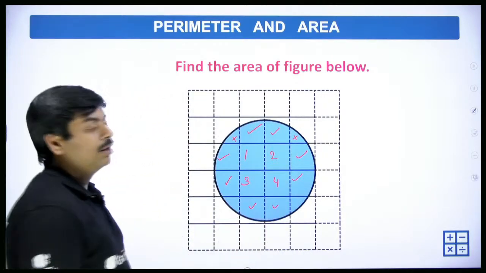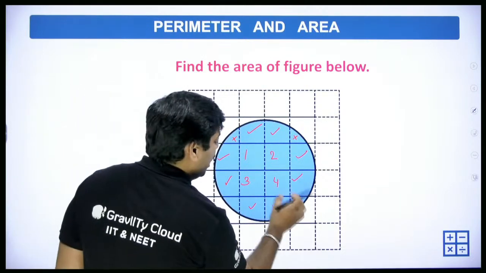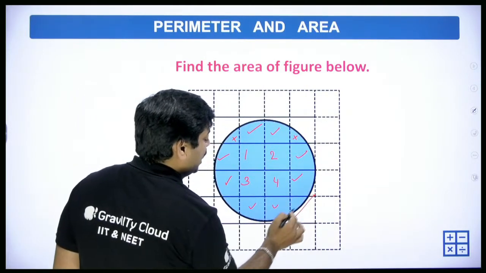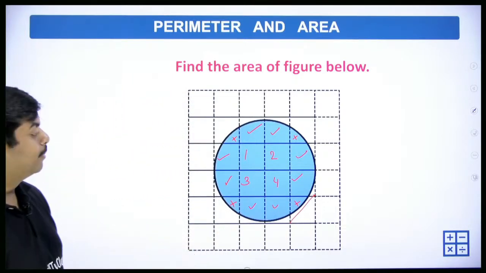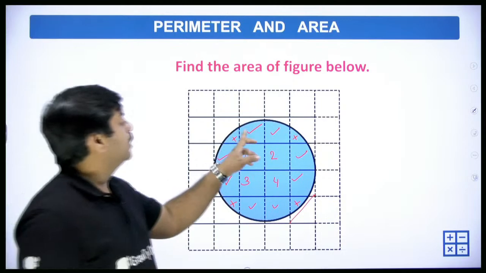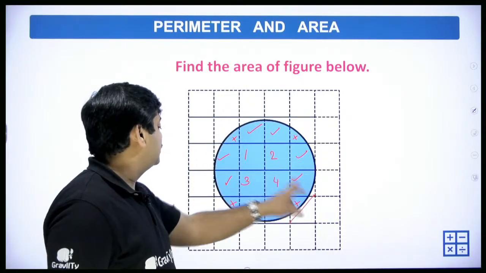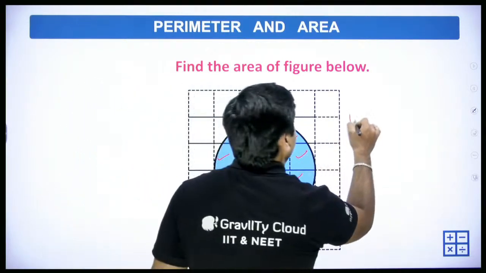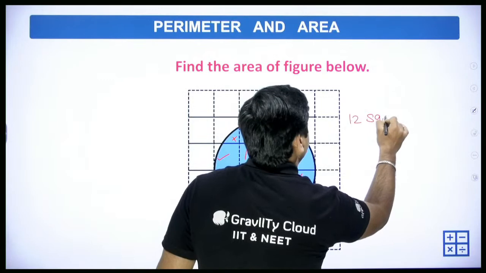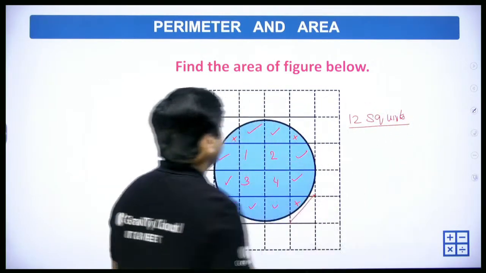Okay, again at the corner. Okay, so find the area. This is again less than half, this again less than half, so this part and this part cannot be added. These two parts cannot be added. So 1, 2, 3, 4, 5, 6, 7, 8, 9, 10, 11, 12. Right? So that becomes 12 square units. Let me check that again.